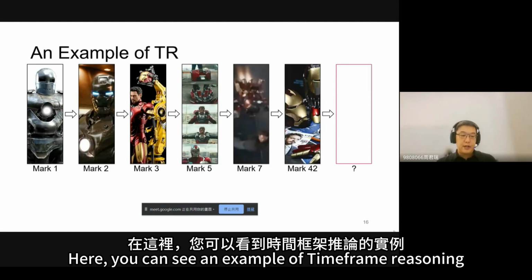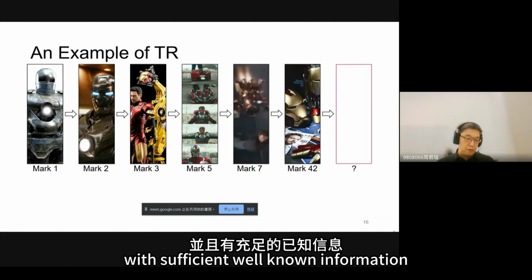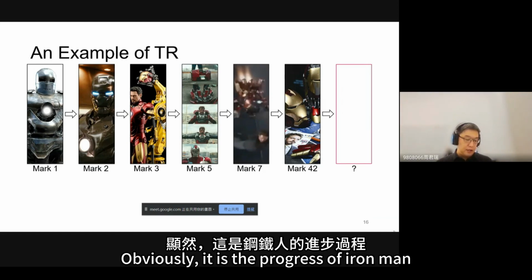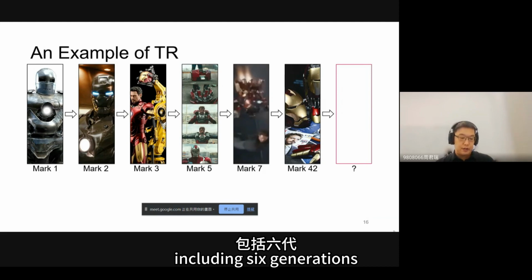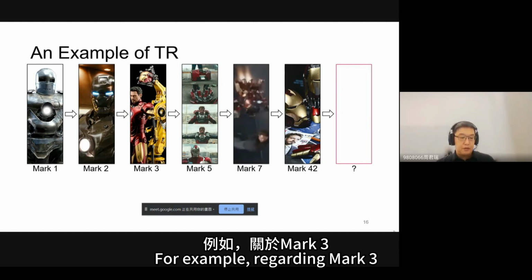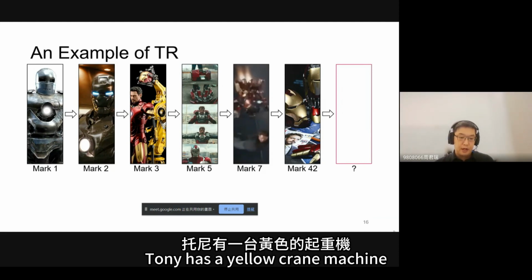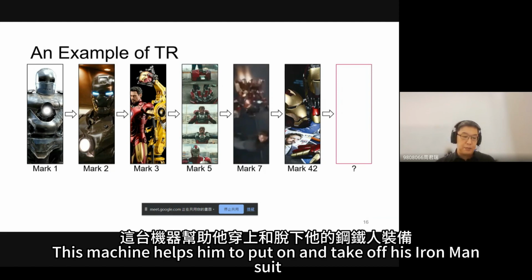Here, you can see an example of time frame reasoning with sufficient well-known information. Obviously, it is the progress of Iron Man, including 6 generations. For example, regarding Mark III, Tony has a yellow crane machine. This machine helps him to put on and take off his Iron Man suit.